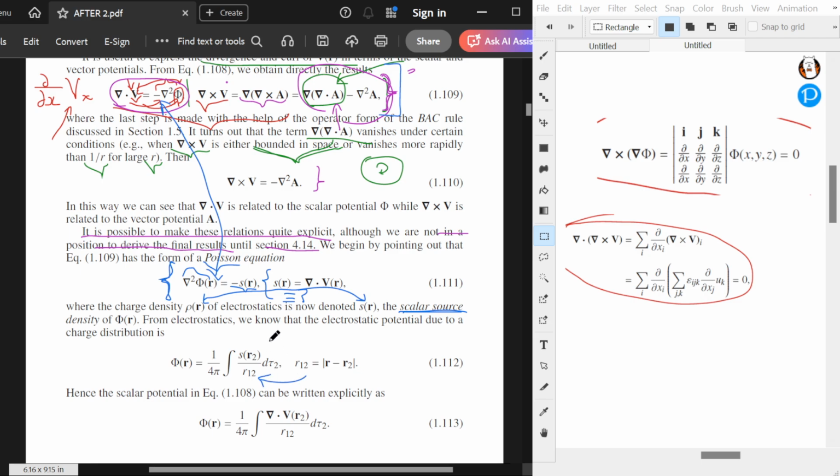R12, R1, S of R, charge density. So charge density is Q over M cubed. The tau here is just volume, so M cubed. This is just distance in M. Charge per meter, scalar source density of.